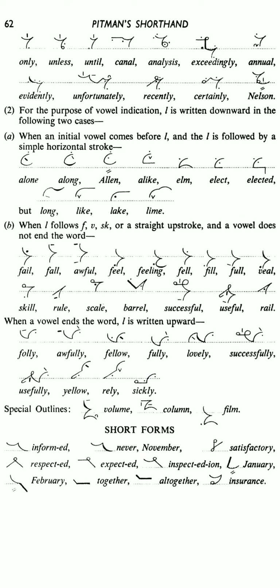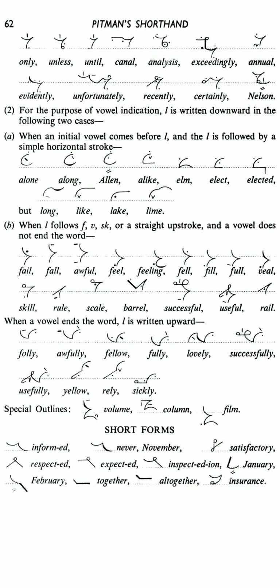Next rule is when L follows F, V, S, K or a straight up stroke and a vowel does not end the word, मतलब F, V, S, K के बाद L की साउंड आएगी और L की साउंड के बाद कोई वॉवल की साउंड नहीं आएगी तो डाउनवर्ड L यूज होगा. As in fail: F on the line, downward L, heavy dot on the second place of F after it.